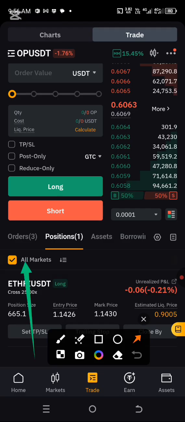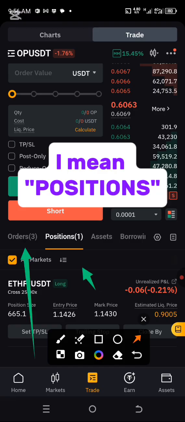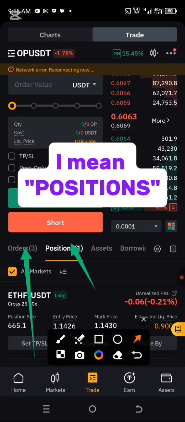Is most likely to be under orders. It's only when your trade has triggered that you will be seeing it under option. After your trade triggers, you'll be seeing it on option. If your trade has not triggered, it will be on order.